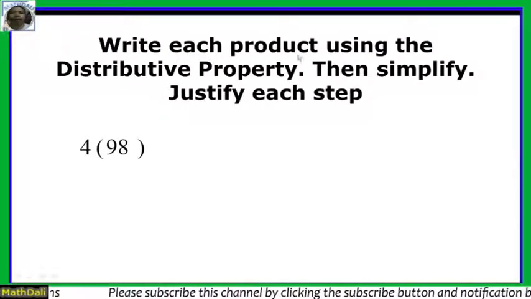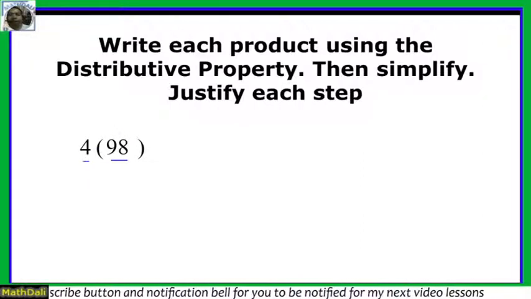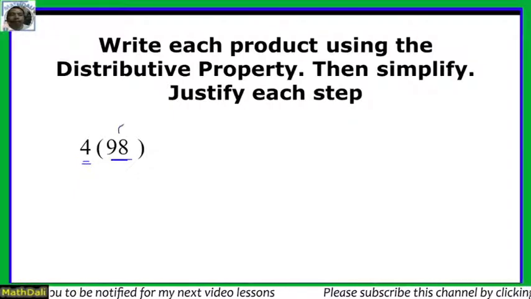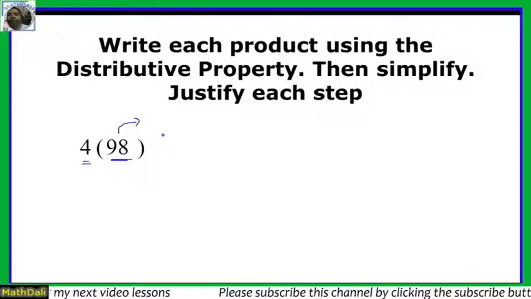Write its product using the distributive property, then simplify, justify its step. So, ayan. Sagutan natin to. We have 4 multiplied by 98. Madali lang naman sagutan to gamit yung inyong calculator or yung manual na pagmumultiply. And gagamit na lang tayo dito ng property. Illustrate ko to gamit yung property.